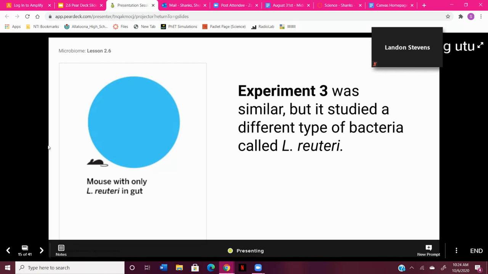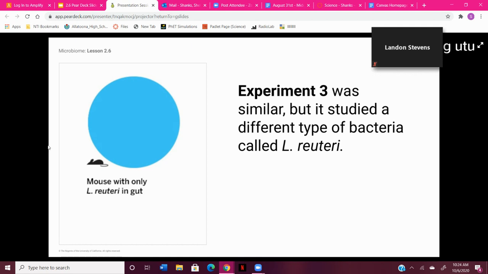Right? The third experiment. So we've got the one with B. fragilis, we've got the mouse with no bacteria in their gut, and now we've got a mouse with L. reuteri. Okay, this is also a good bacteria. Neither of these bacteria are bad.